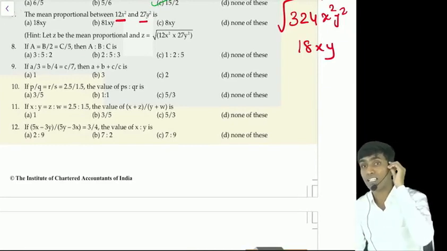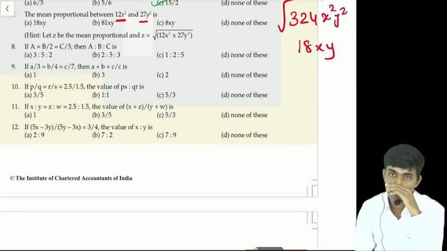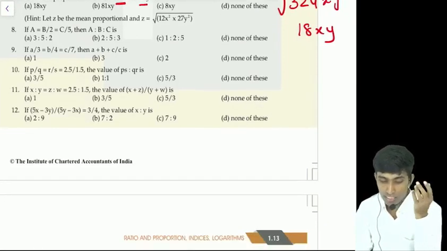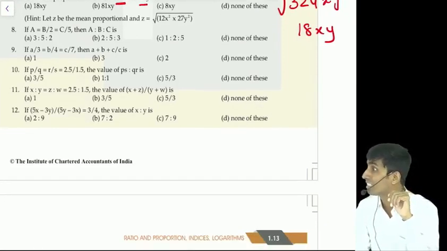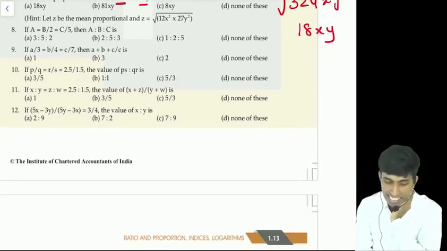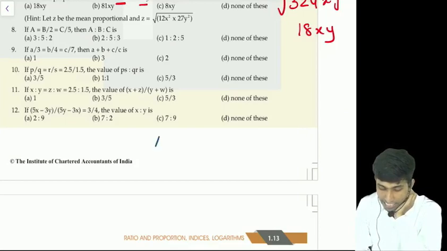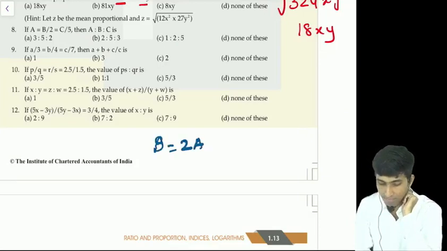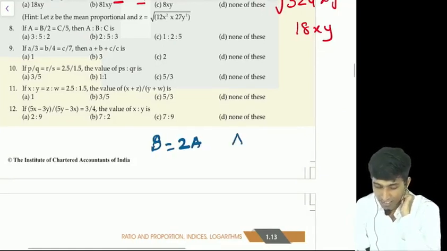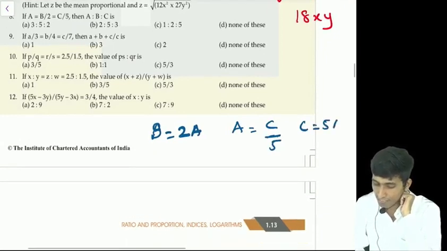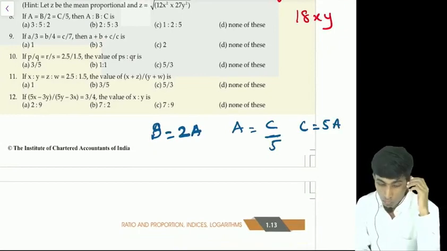Always, one more thing. Listen. A is equal to B by 2 and C by 5. Correct? So how will I solve this? Can I say A is equal to B by 2, so B is equal to twice A? A is equal to C by 5, so C is equal to 5A? Understood? What are they asking?